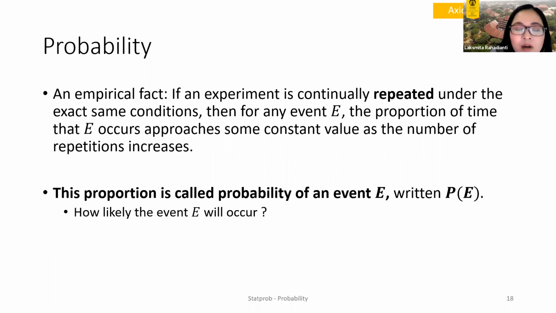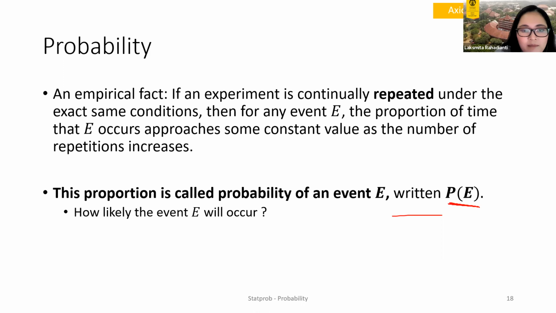There's a certain number of times among all of the times I do that, a proportion or a fraction of times in which it will work, it will happen, it will be okay. So this proportion we call the probability of the event, which we write in correct notation. We write it as P(E) as follows.